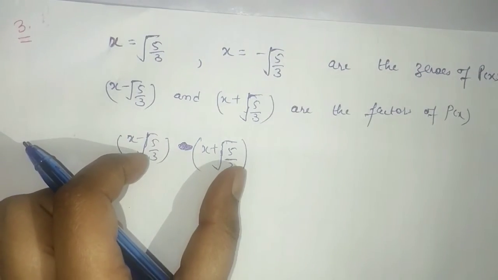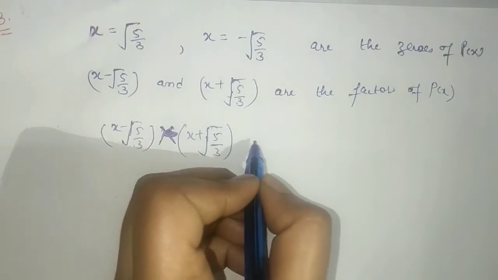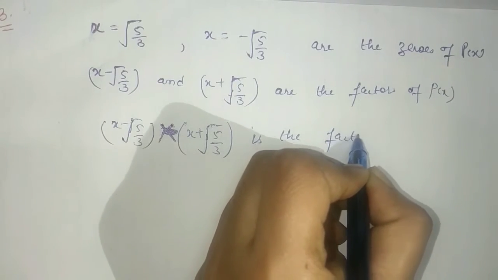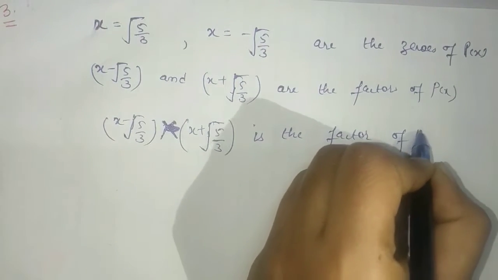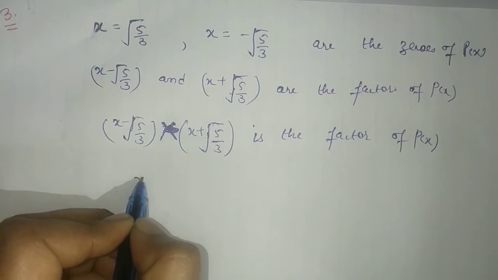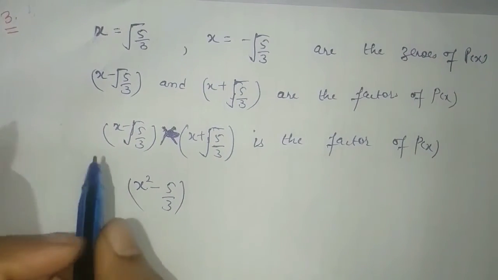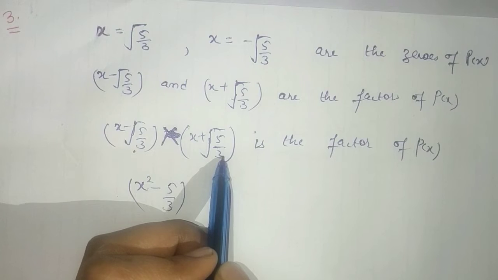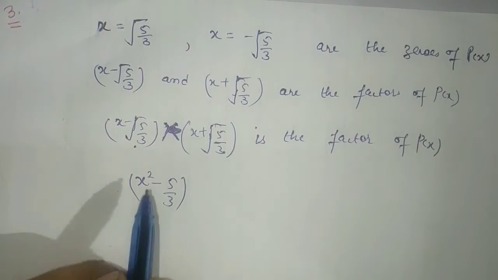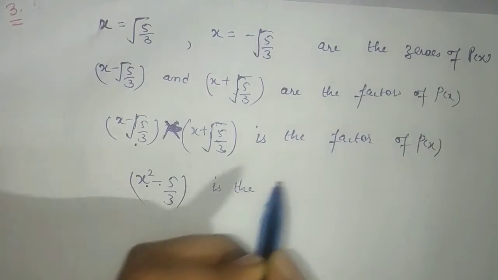Now it becomes one factor on multiplying. This is the factor of px. On multiplying, we get x square minus 5 by 3. How? By applying the identity. A minus b, a plus b becomes a square minus b square. That is x square minus 5 by 3 is the factor of the polynomial.